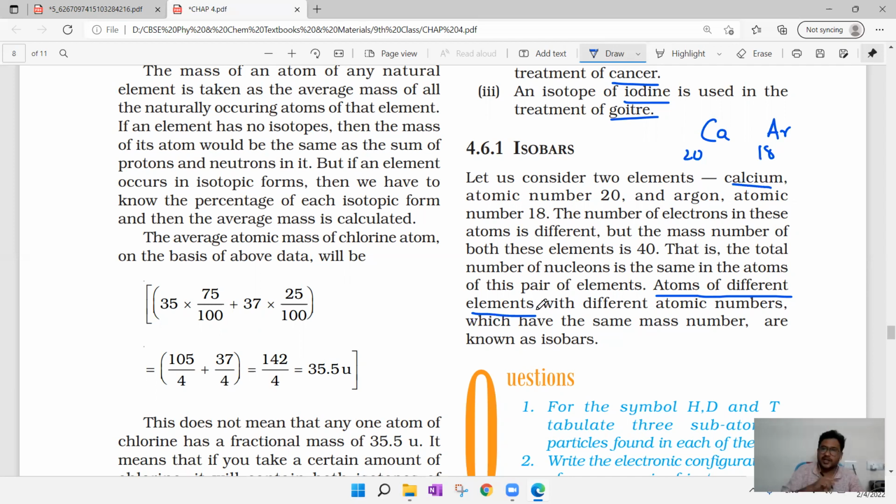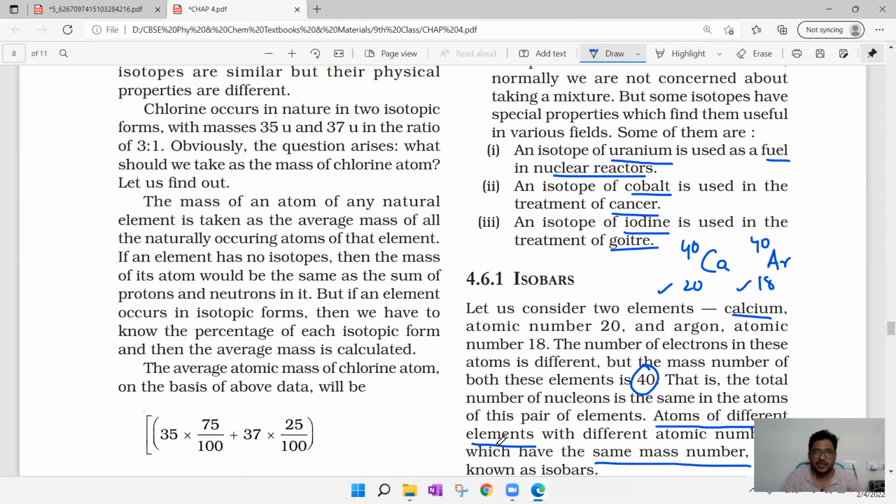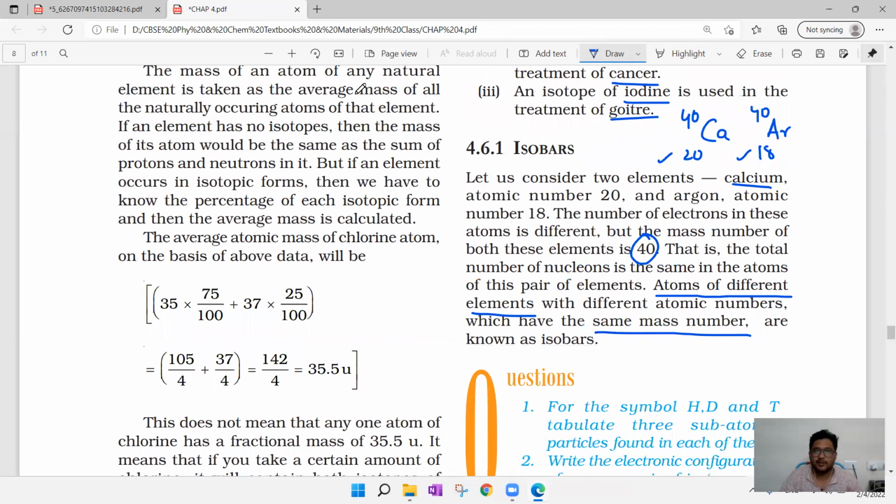In isotopes we are taking atoms of the same element. In isobars we are taking atoms of different elements with different atomic numbers. You see, here we have 20, here we have 18. Yes, atomic numbers are different, but they have the same mass number. Here they have given 40, 20, 40, 18, 40. Same mass number, that is known as isobar. We don't have any application of isobars. So that is a concept we have to understand. That's it in this lecture, and we have completed this chapter.